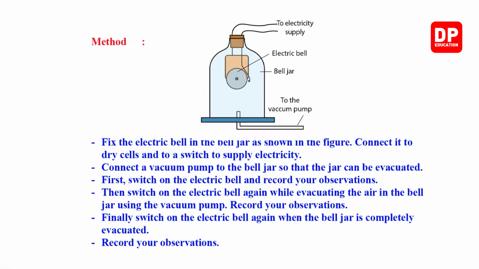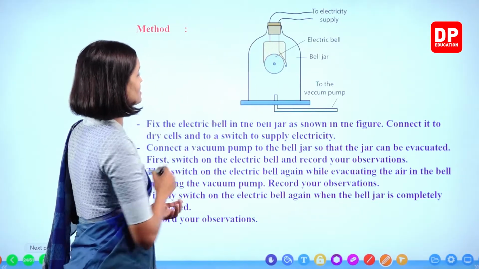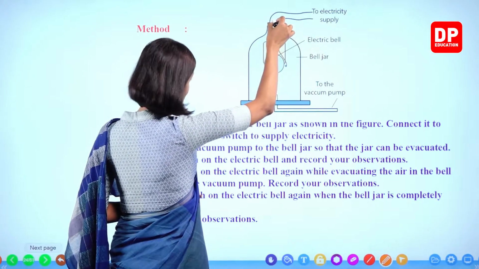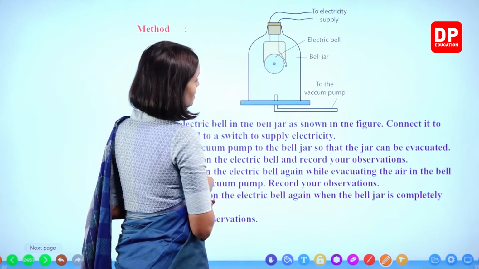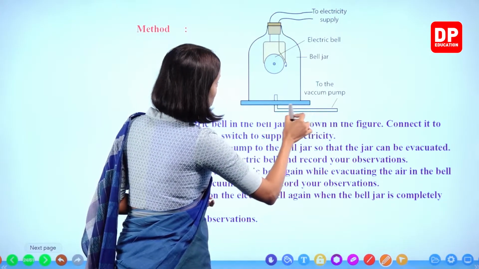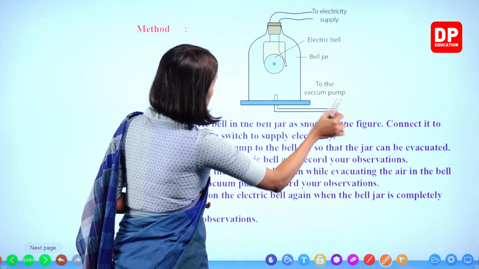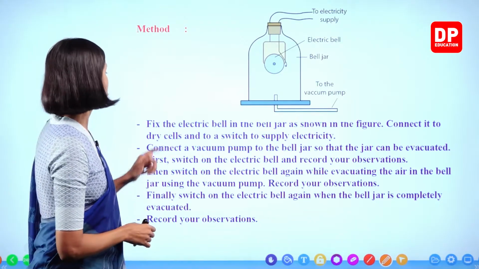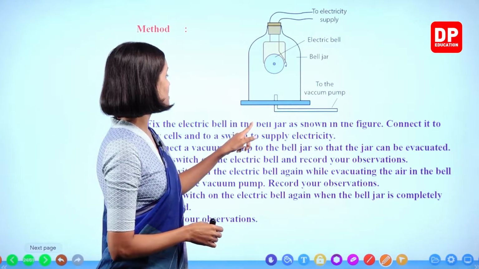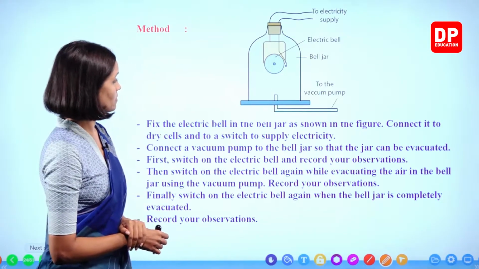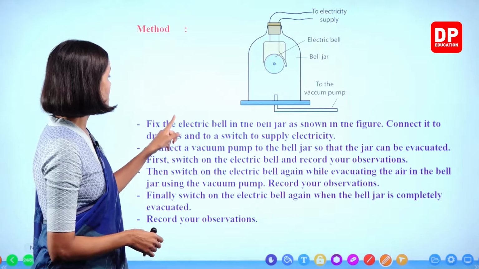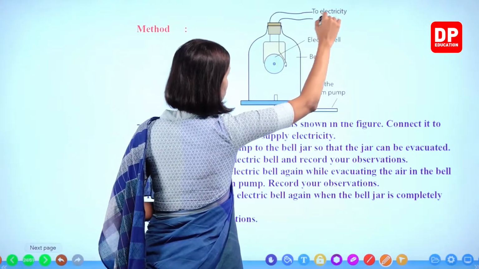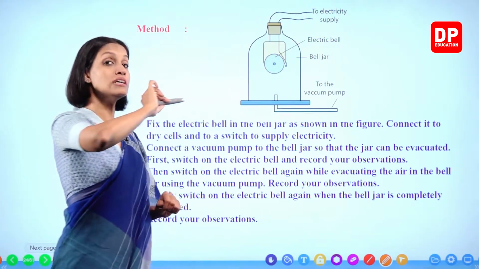Let's see. You have to set the apparatus like this. Now this is the bell jar. You all can see this electric bell is fixed inside the bell jar. And one part of the vacuum pump is fixed to the other side of the bell jar. Right, children? Okay, so what you have to do is fix the electric bell in the bell jar as shown in the figure. Connect it to dry cells and to a switch to supply electricity. From here, you have to supply electricity by connecting it to dry cells.